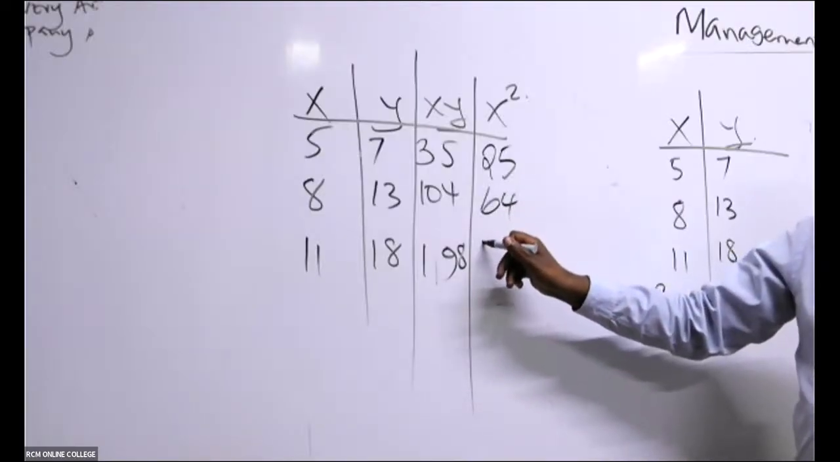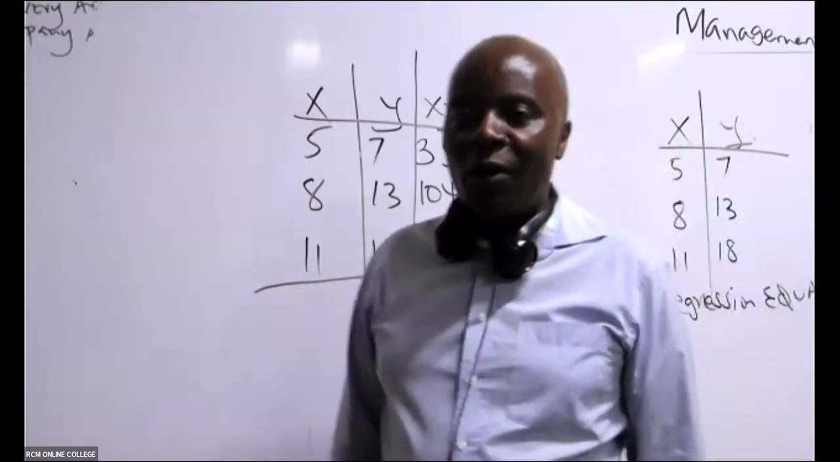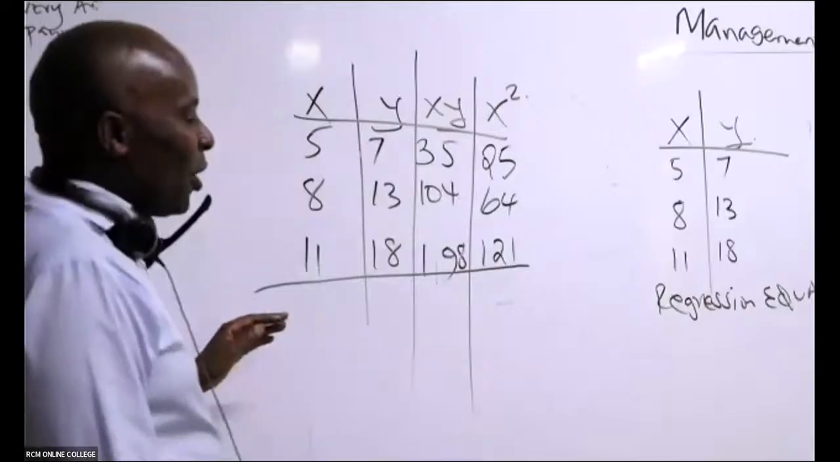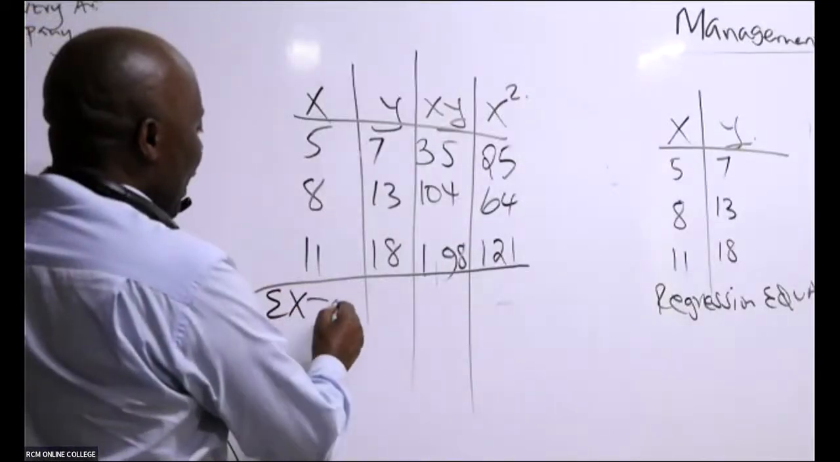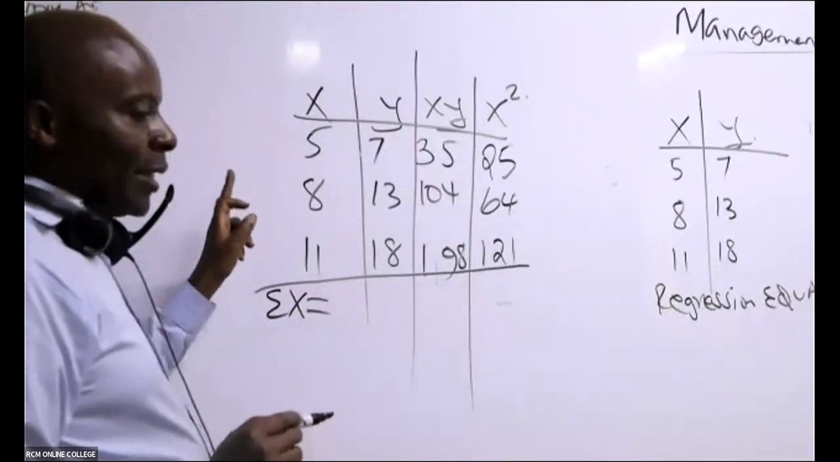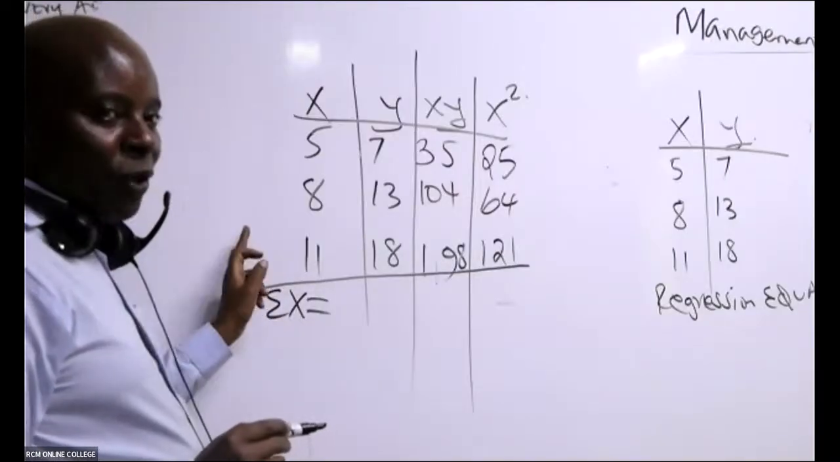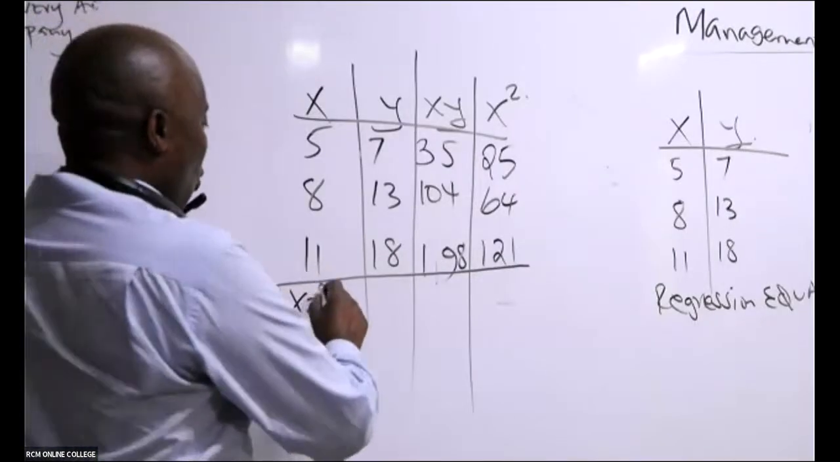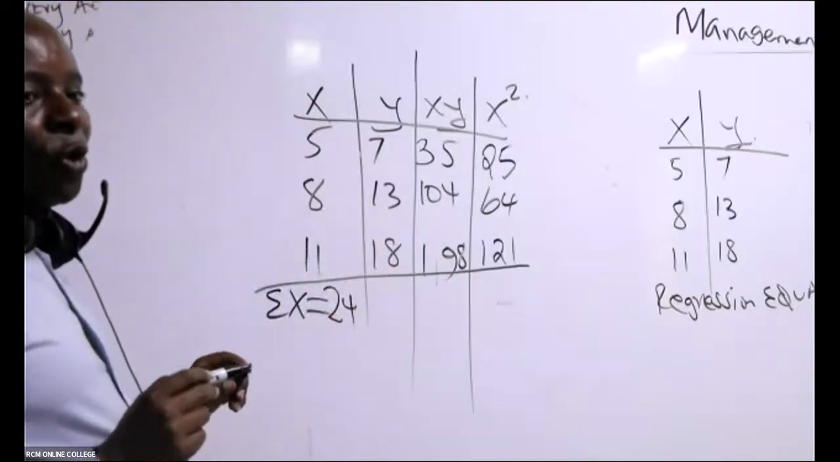And then 121. Now from there, they give us the summations. Because those things you saw us writing down were summations. So give me the summation of x. You are adding the 3: 5 plus 8 plus 11. 24. Then go to the Y.